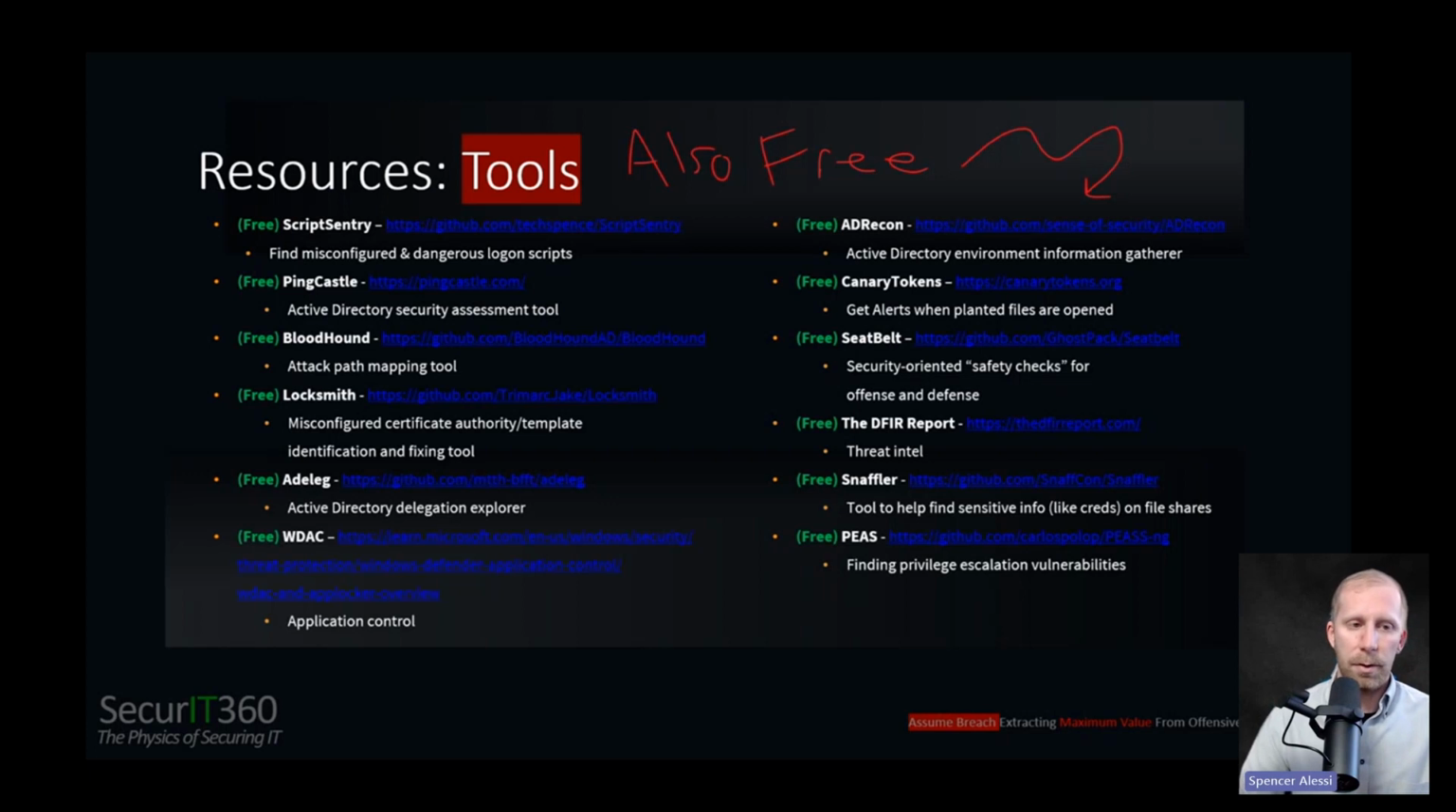Again, I mentioned PingCastle is a great Active Directory health assessment tool. And BloodHound is another one that can find a lot of low-hanging fruit very, very easily. Locksmith, it wouldn't be a webinar of mine without calling out Locksmith. It's the best tool for finding misconfigured certificate templates and certificate services, and it even provides you a remediation snippet. So say we have this misconfigured template, it will give you a little PowerShell command that you can run to fix that issue right away.